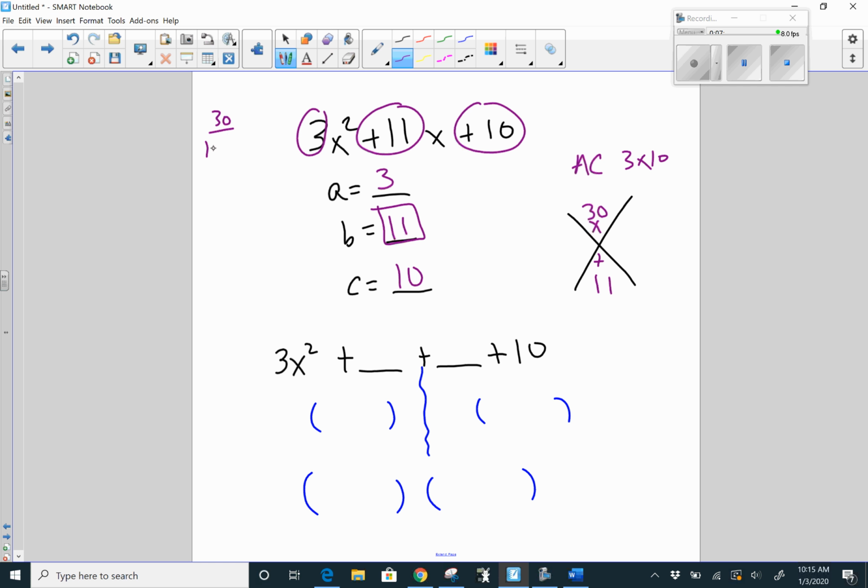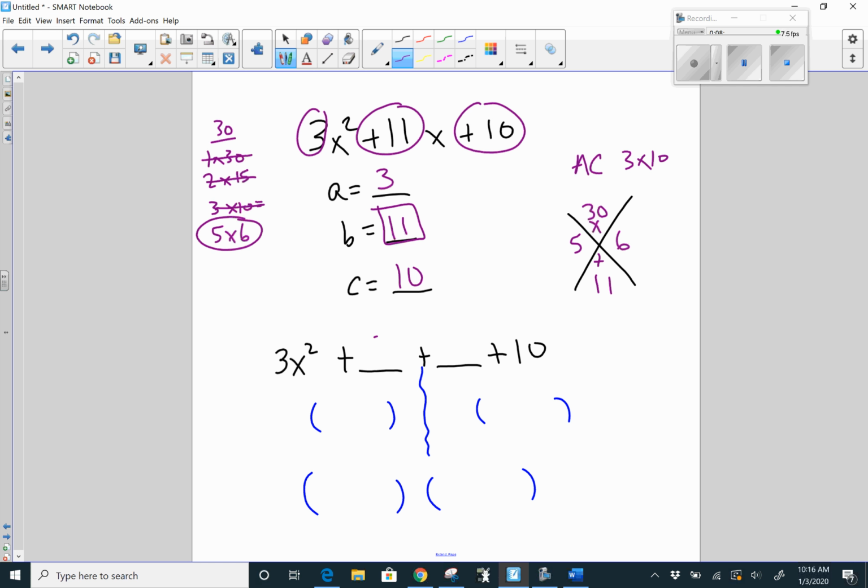All right. So 1 times 30. Does that add to give you 11? Nope. 2 times 15, does that add to give you 11? Nope. 3 times 10, does that add to give you 11? Nope. It's getting tricky. 4 doesn't go into 30. 5 does. 5 times 6. Look, 5 times 6 is 30, and 5 plus 6 adds to give you 11. So this is our pair, 5 and 6.